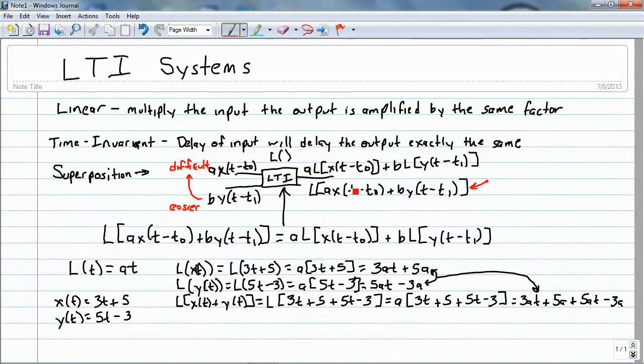And we're going to play with this quite a bit this semester, so it'll be important that you understand how to come up with or how to identify these LTI systems and how you can use them to your benefit.